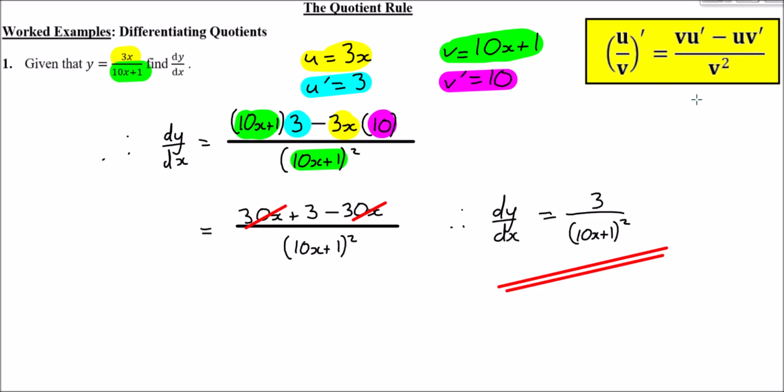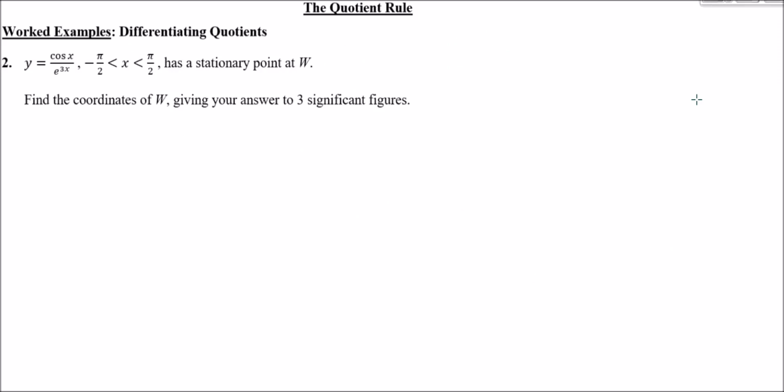Let's take it up a slight notch. Look at worked example 2 now. So now we have that y equals cos of x over e to the 3x, where x is in between minus pi over 2 and pi over 2. It has a stationary point at W. So find the coordinates of W, giving your answer correct to 3 significant figures.